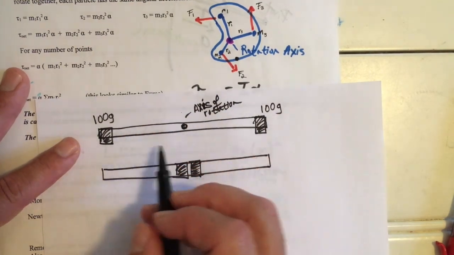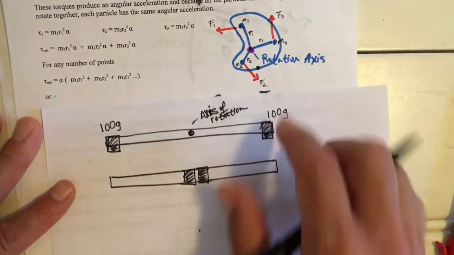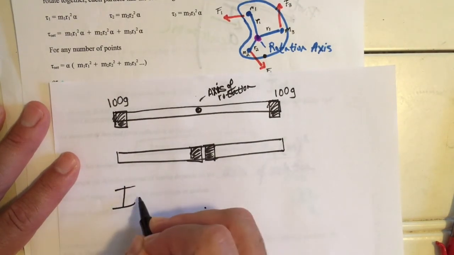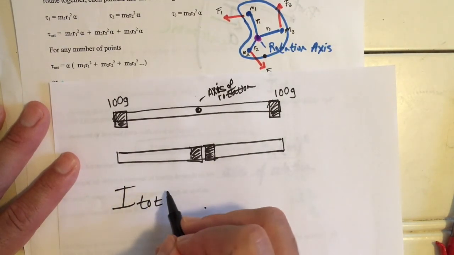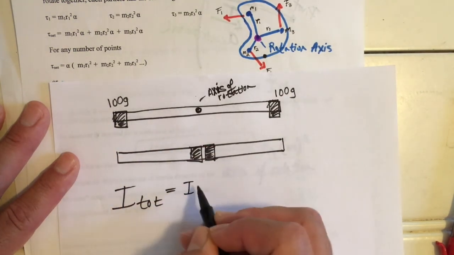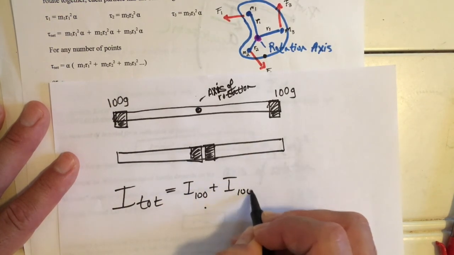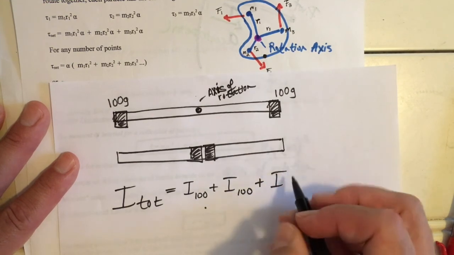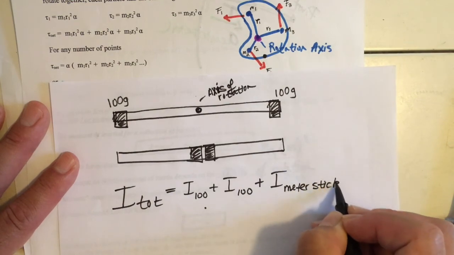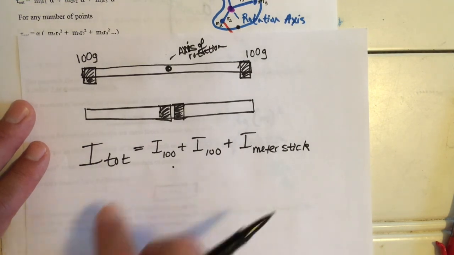All right, well, we can see that if we were to use this logic, the moment of inertia total, that I total, is equal to I100 plus I100 plus I meter stick, right? That we can get an I total here, right?